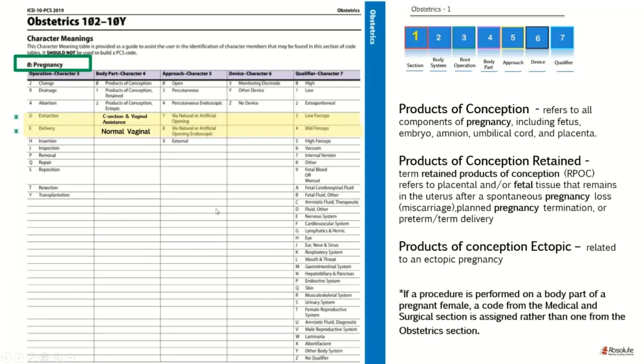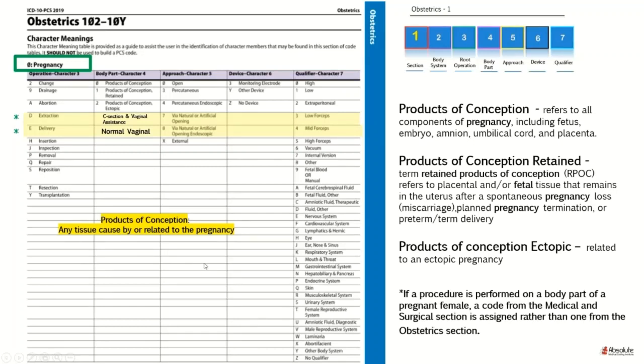All right, coders, I'm not quite ready to move on. So we said that the body part that's being operated on or involved is products of conception, products of conception retained, and products of conception of an ectopic pregnancy. And these are all tissue caused by or related to the pregnancy.